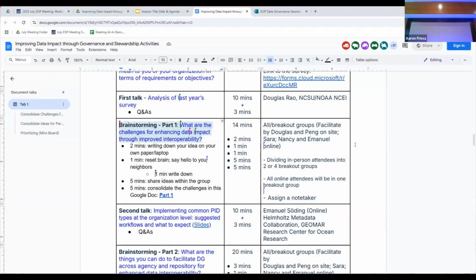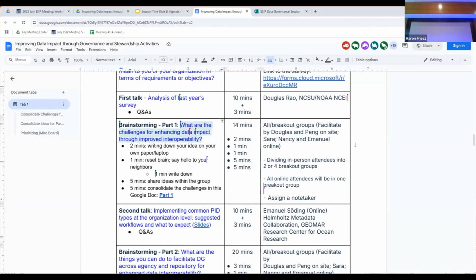Okay. Now you have 5 minutes to share your ideas within your group. You share ideas, then you have another 5 minutes to prioritize, then put it in the Google Sheet. Now you share your idea among the groups.